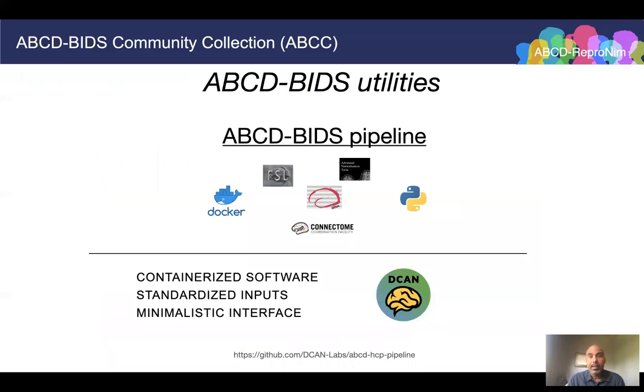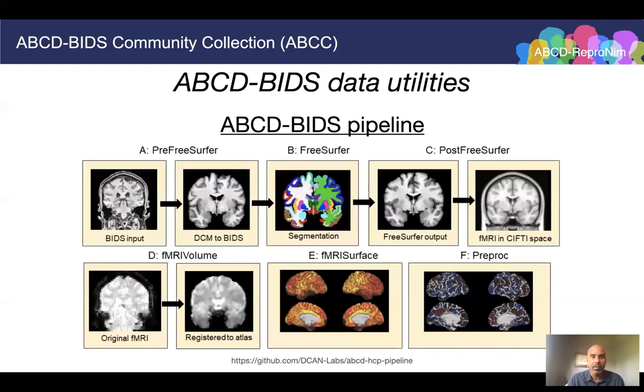There are several utilities in the ABCC that I'll go over here. One is an alternative pipeline called the ABCD-BIDS pipeline. It is a containerized software with standard inputs and a minimalistic interface in Docker. It's based on the Human Connectome pipeline with some modifications to work with ABCD data and other types of data. The processing is split into these six different bins. So there's PreFreeSurfer, which takes BIDS inputs and does a lot of registrations and things of that nature.